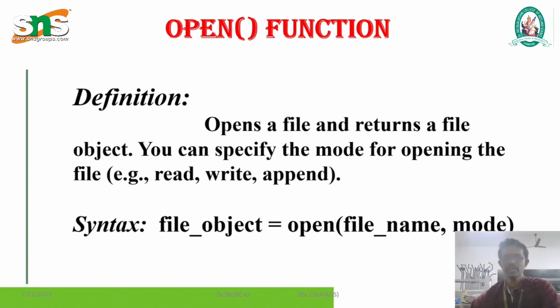Next, we will see the open function. What is the definition of the open function? It opens a file and returns a file object. So we can open a file in order to check what information is available there, and it returns that information as an output. We can specify the mode for opening the file. Examples of the syntax are given here.